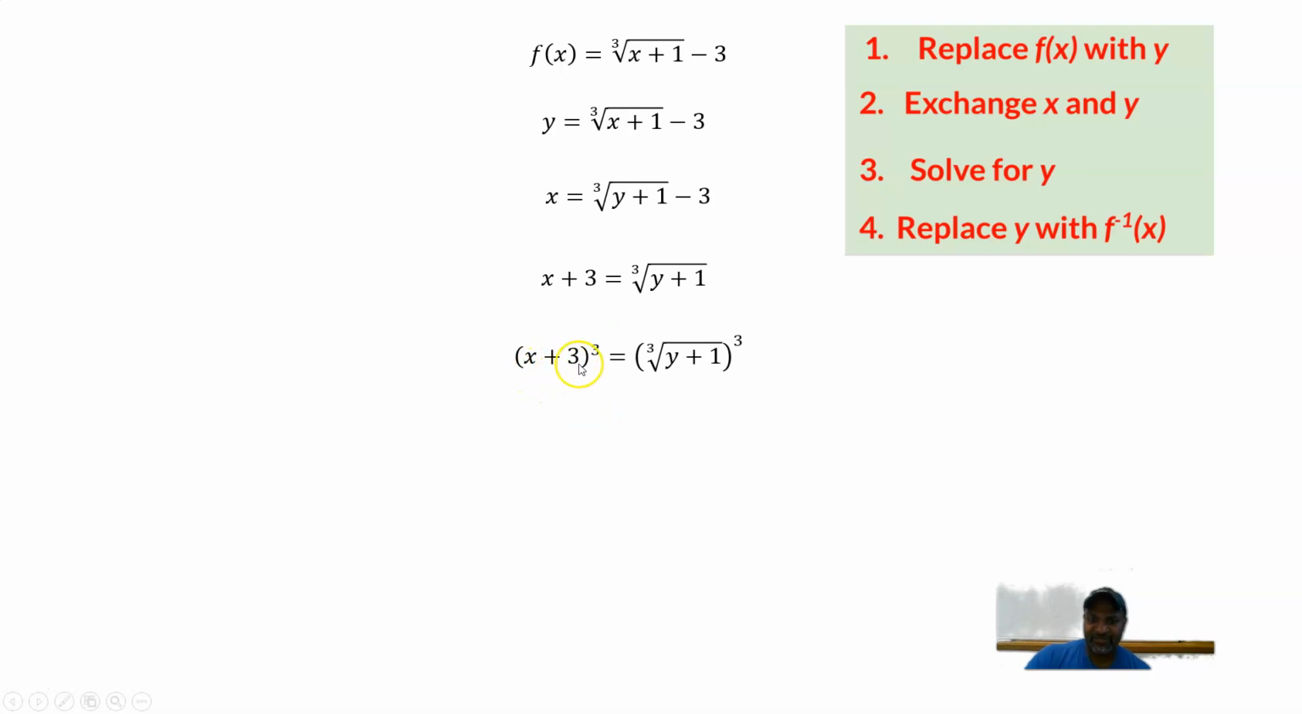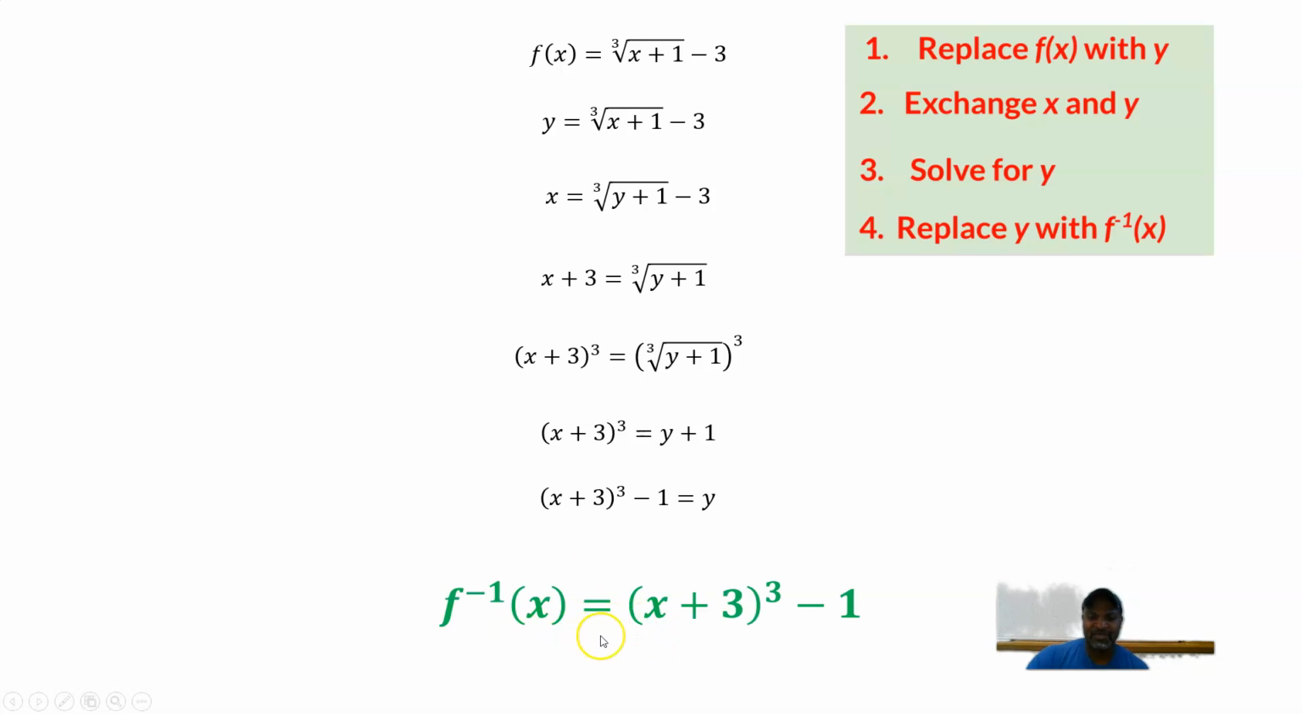So I raise x plus 3 to the third power, and I raise the cube root of y plus 1 to the third power. And those are going to cancel. The cube root and the cubic are going to cancel, and just leave you y plus 1 and x plus 3 cubed on the left. All you've got to do is subtract 1 from both sides, and now you have x plus 3 cubed minus 1 is equal to y. So our inverse operation is just change y to f inverse of x, and now you have your answer there.